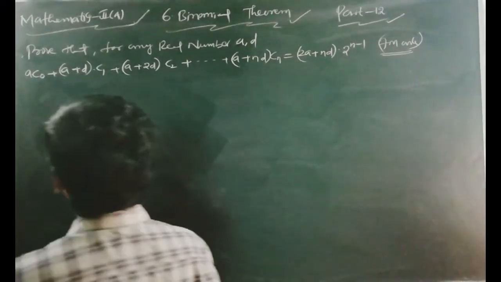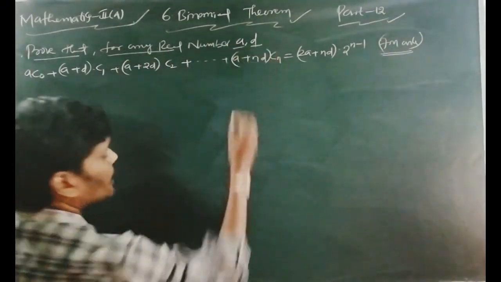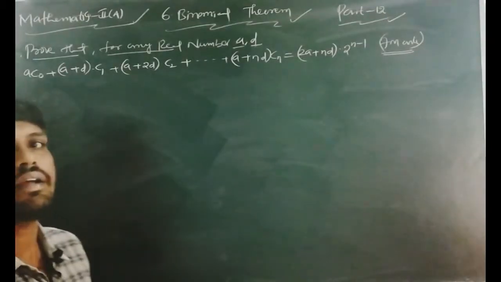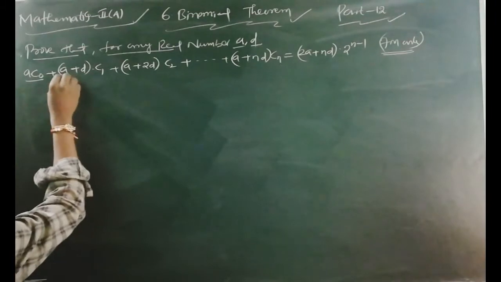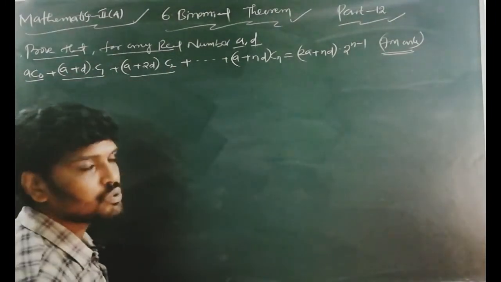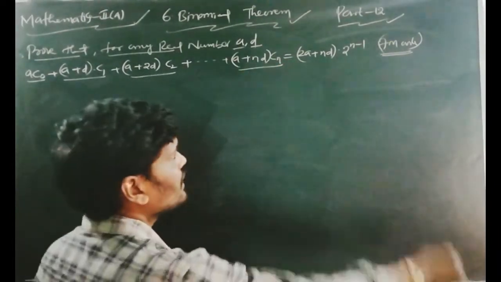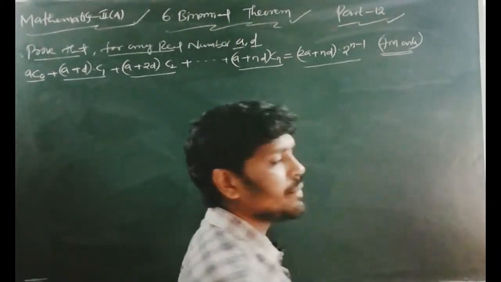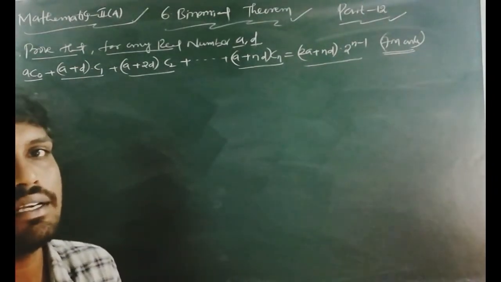Read the question. Prove that for any real numbers a, d: a·C0 + (a+d)·C1 + (a+2d)·C2 + and so on + (a+nd)·Cn is equal to (2a+nd)·2^(n-1).